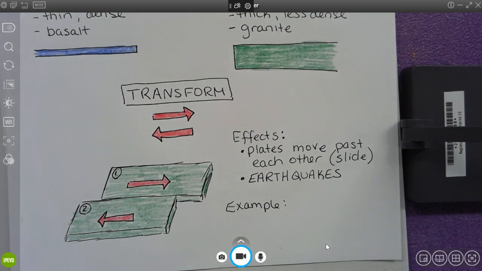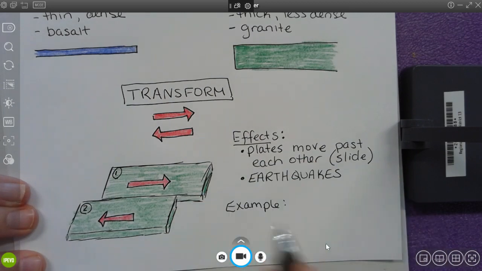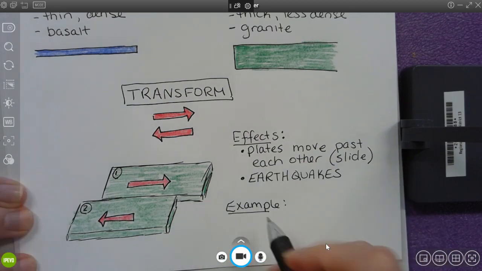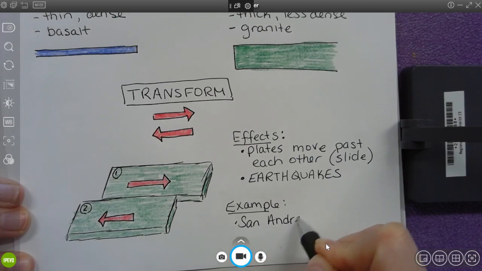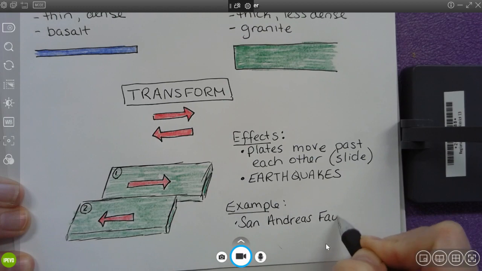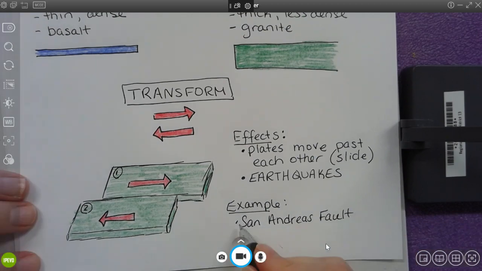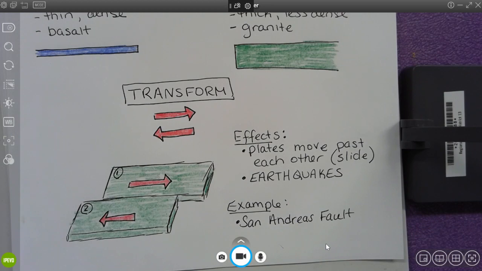But, side note, an earthquake can happen at any plate boundary, okay? But they happen frequently in a transform boundary, and they can be much more devastating. All right, so those are the effects. And the example I'm going to use is the San Andreas Fault in California. And in future lessons, we're going to talk a little bit more about the San Andreas Fault so we can learn a little bit more about it. But for now, just know that that's an example of a transform boundary.